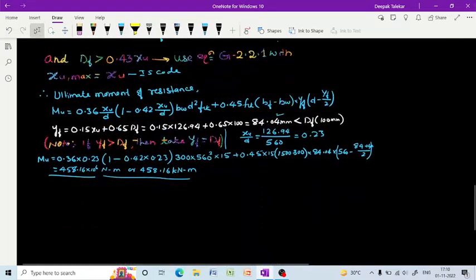Now next, you find out XU by D. This term you find out. It will become easy for your calculation. XU by D is equal to 0.23. Now substitute it: 0.36 into 0.23. See, XU by D is 0.23. 1 minus 0.42 times XU by D, which is 0.23. Remaining BW 300. D is equal to 560. FCK 15 plus 0.45 into 15 into (1500 minus 300) into YF, that is 84, into (D minus YF by 2). You calculate it. You will get 458.16 kilonewton meter.